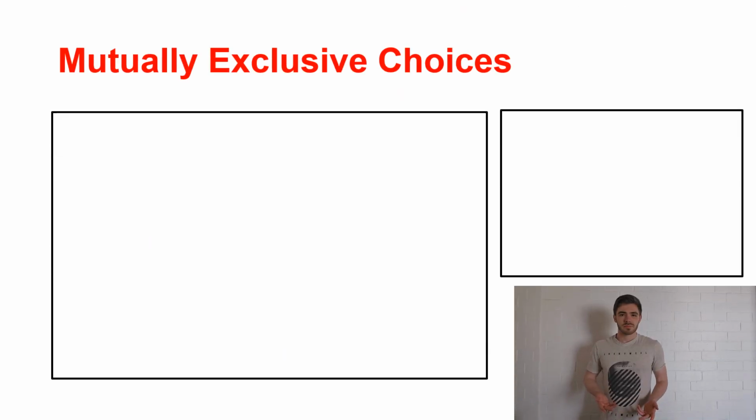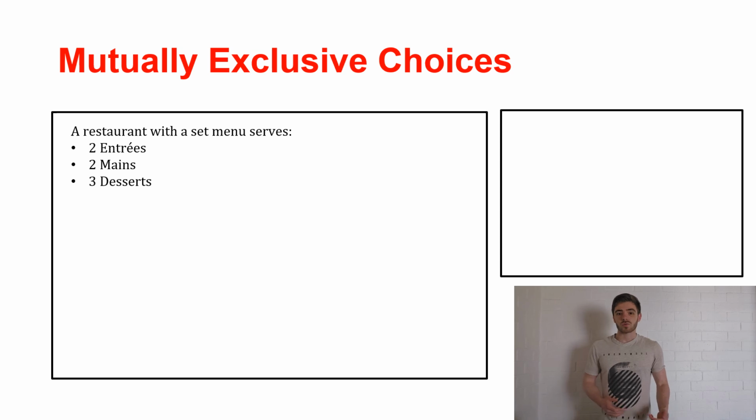So, what do I mean by mutually exclusive choices? Well, let's consider the case where we're at a restaurant that's serving a set menu. On that set menu, there are 2 choices for entree, 2 choices for main, and 3 choices for dessert. The choices within each course are mutually exclusive. Within each given course, you cannot choose more than one option. For example, you could have either a steak or a pasta dish for main, but not both at the same time. These are mutually exclusive choices.